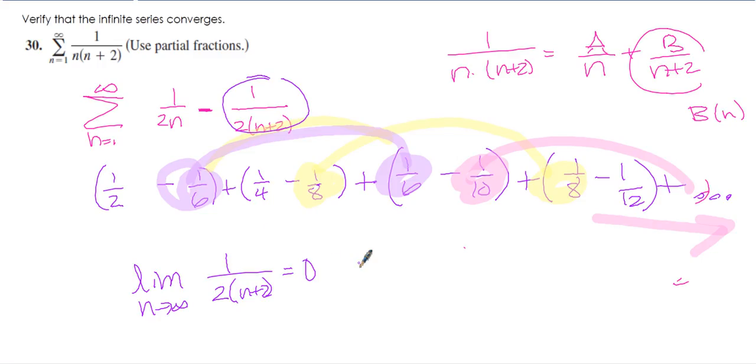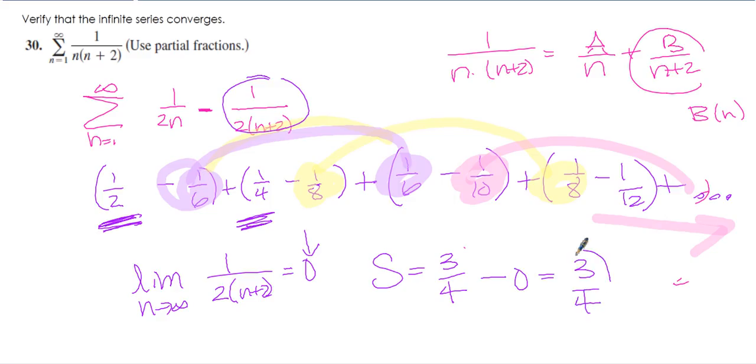So that first part is actually going to be this plus this. It's the stuff that didn't cancel out. So 1/2 plus 1/4. So the sum will be 3/4 minus the limit of this part over here that did cancel out. And so the sum of this infinite telescoping series would be 3/4. Or another way to say it is that this series converges to 3/4.